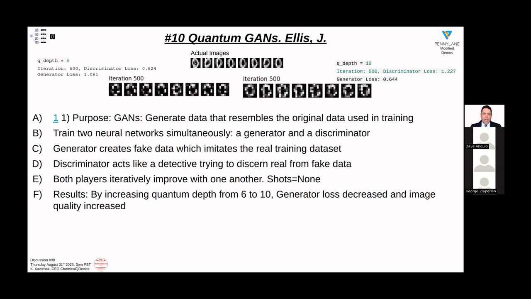As you see at the top, these are actual images. I don't think this is MNIST; I think this is some other one. Some of these you have to download the actual data sets. For instance, I bumped up the quantum depth, which is typically the number of layers in a quantum circuit. Then the generator loss is a lot lower, and you can see the discriminator loss goes up. I think that's the adversarial nature.